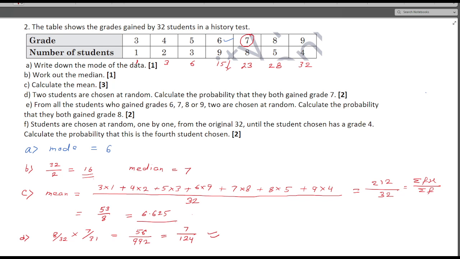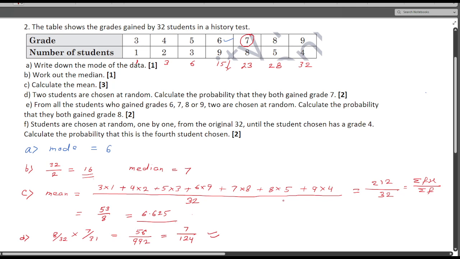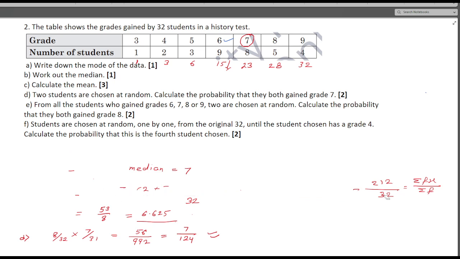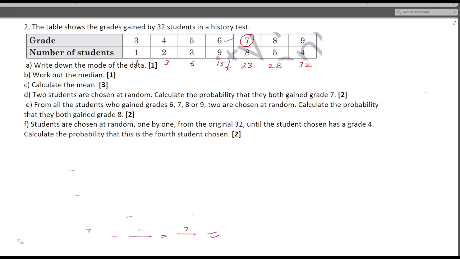Now let us see the answer for question E. Let me create some space. A, B, C you have done. Now E: from all the students who gained grade 6, 7, 8 or 9, 2 are chosen at random. Calculate the probability that they both gain grade 8.